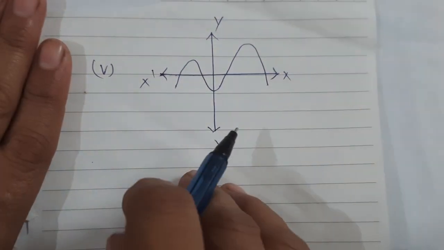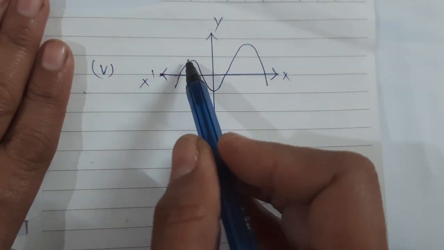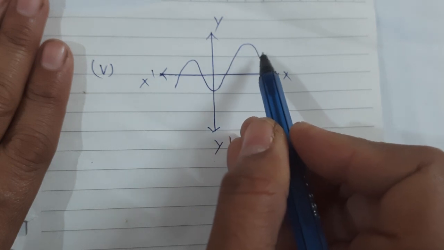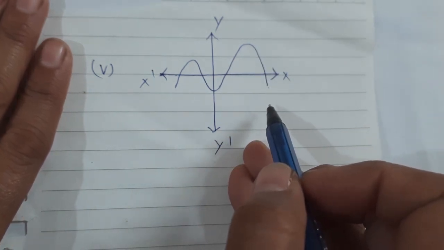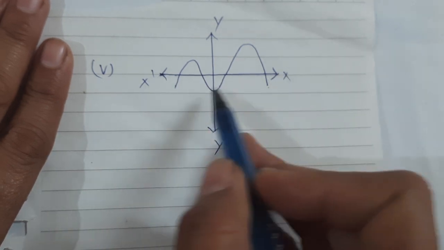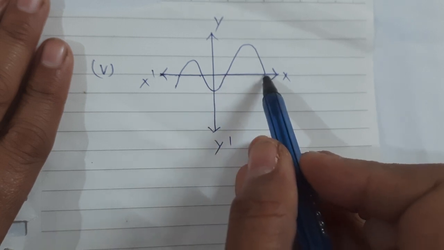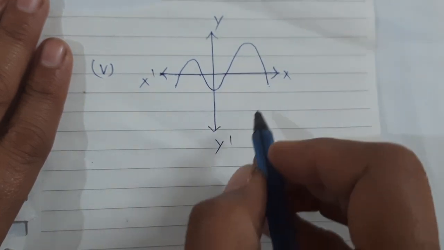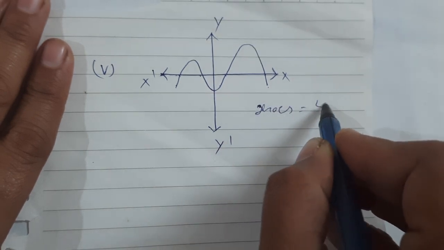We observe the graph in question number 5. This graph is of this type. So we can see this graph intersects the x-axis 1, 2, 3 and 4 times. So the number of zeros is 4.